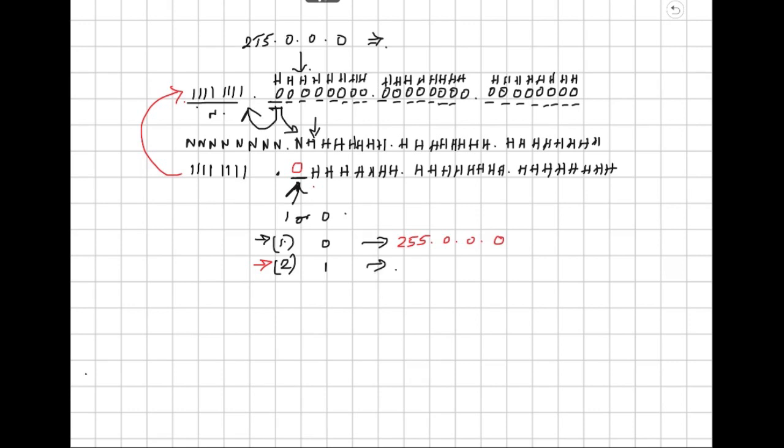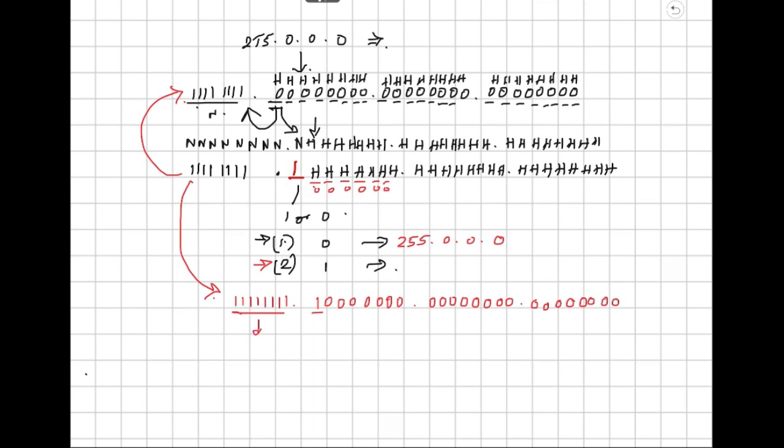But what if we place 1 here? I am placing 1 here, and the remaining are all zeros. So this will be like 1 1 1 1 dot 1, and the remaining are all zeros here. If we convert this into decimal format, all are 1, so it is 255.